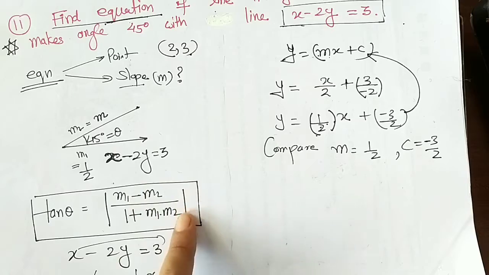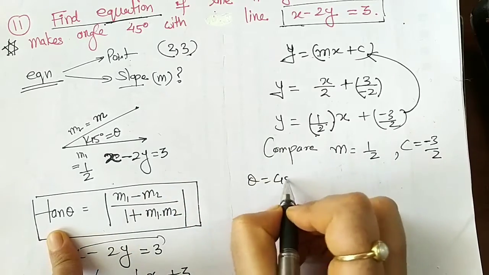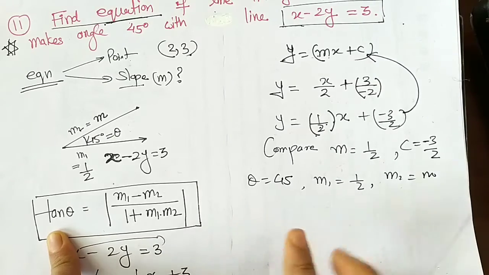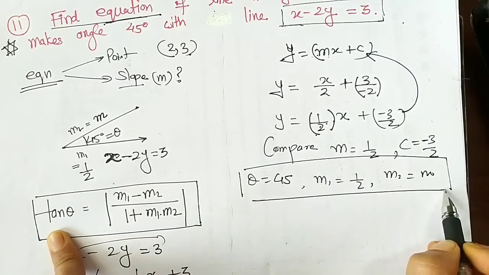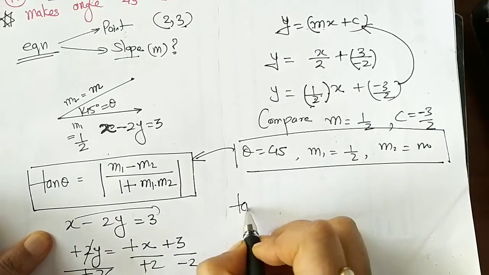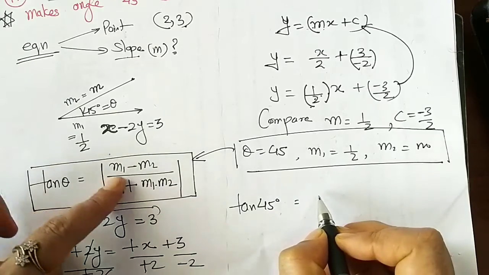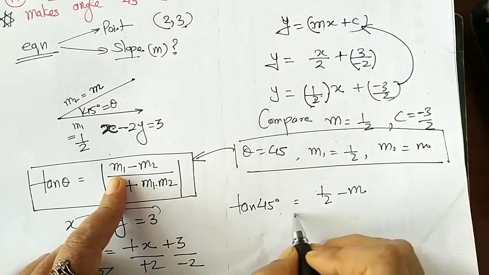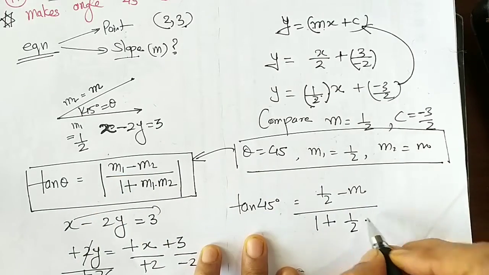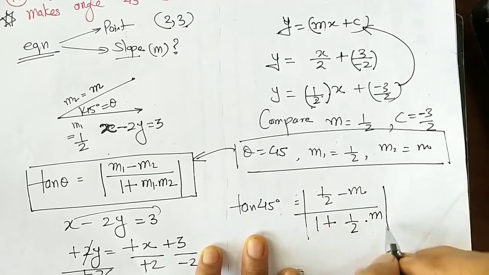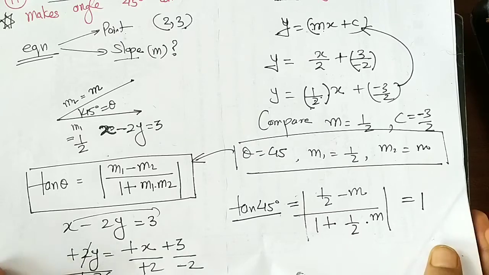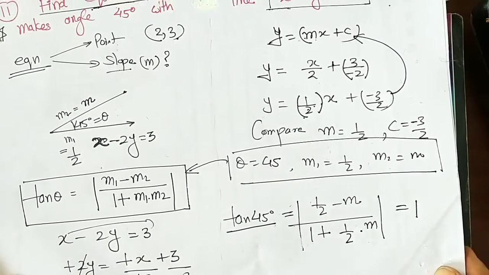Understood? So I will keep these values here: theta 45, m1 is 1 by 2, m2 is m. So let me keep all these three things in this formula. So what I will get is tan 45 is equal to modulus of (1 by 2 minus m) divided by (1 plus 1 by 2 into m). Don't forget the mod. What is tan 45? It is 1. Everybody knows it, right? Now my job is to simplify it.